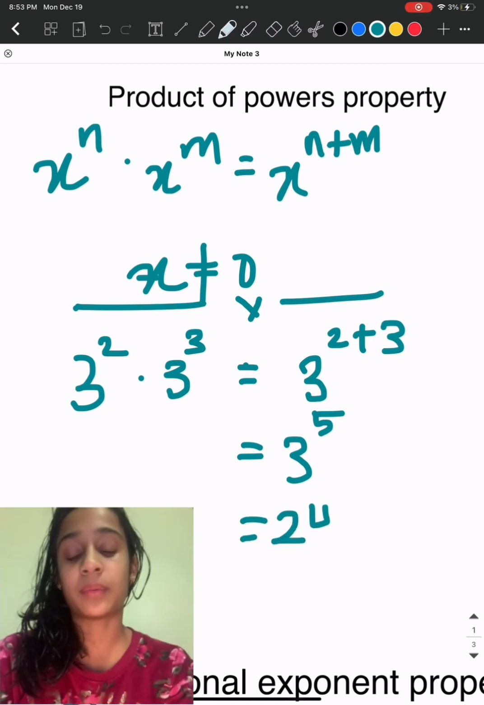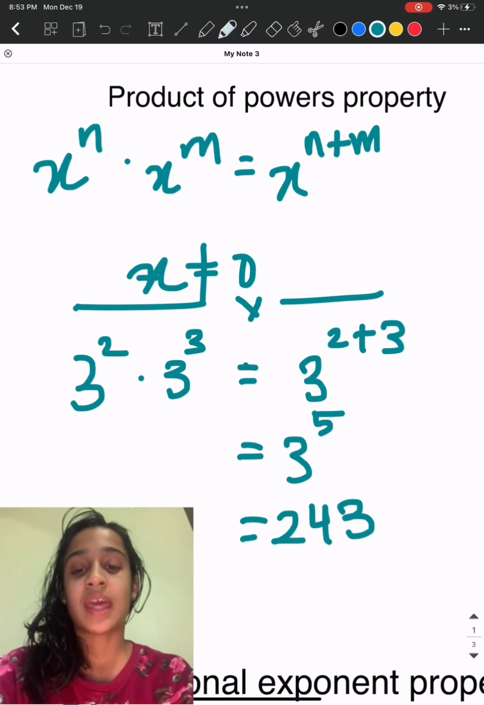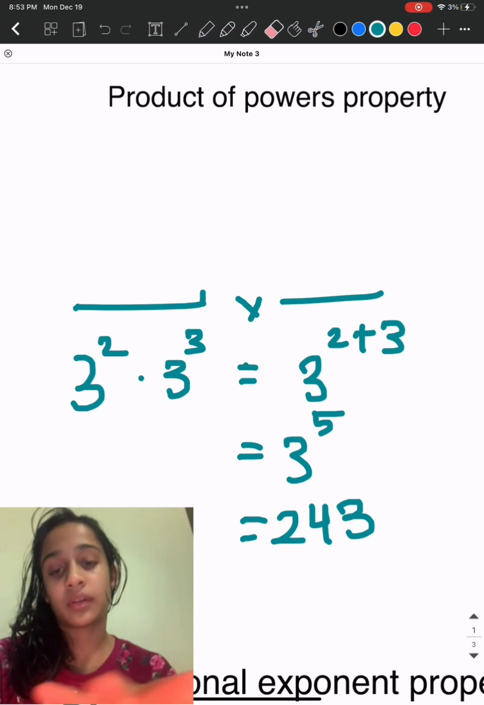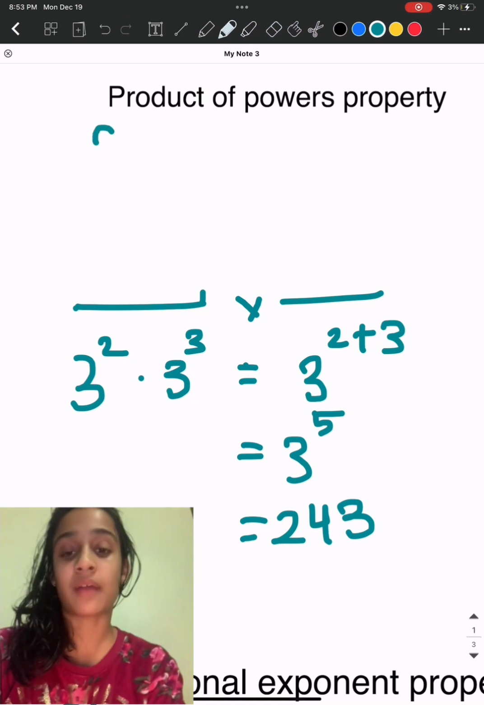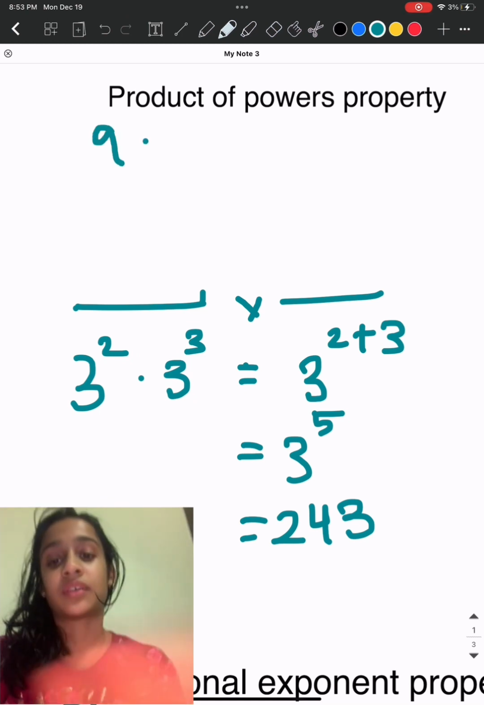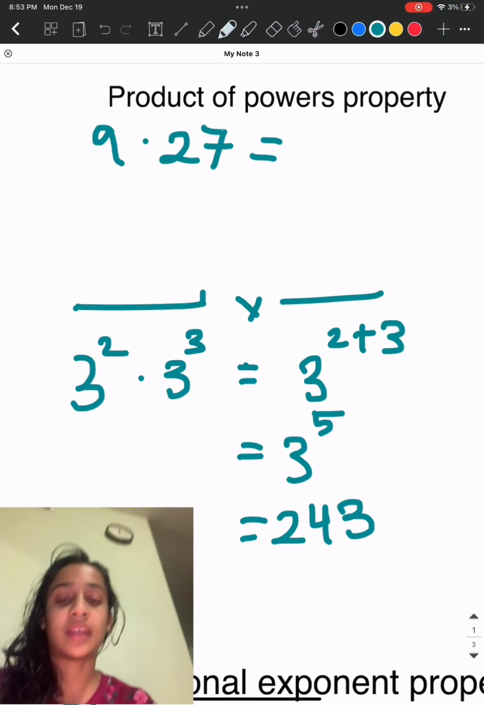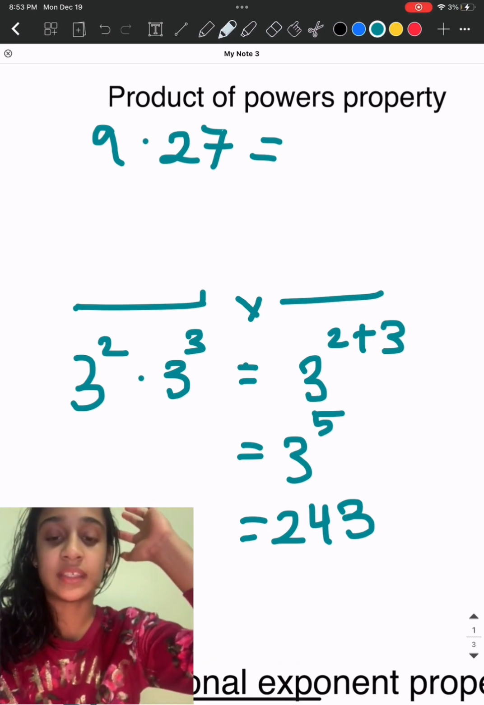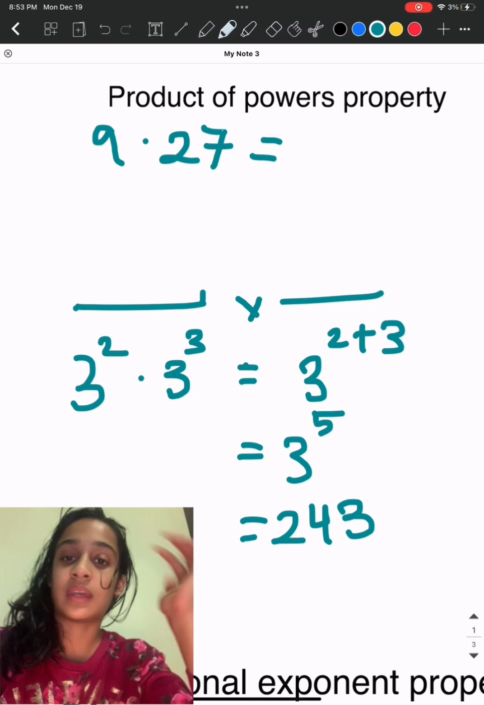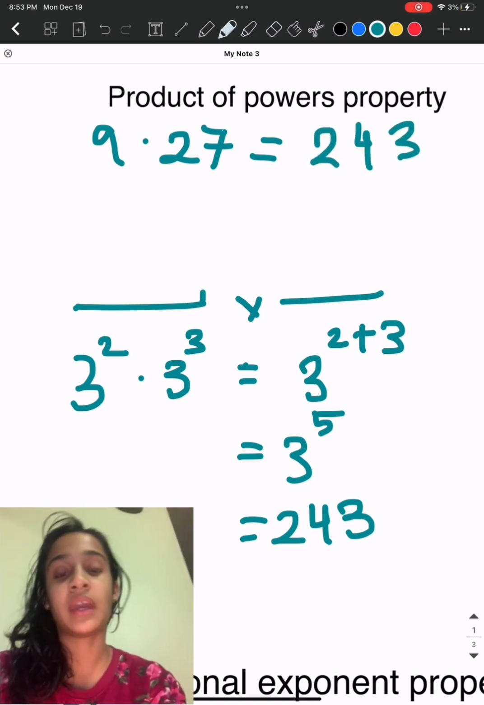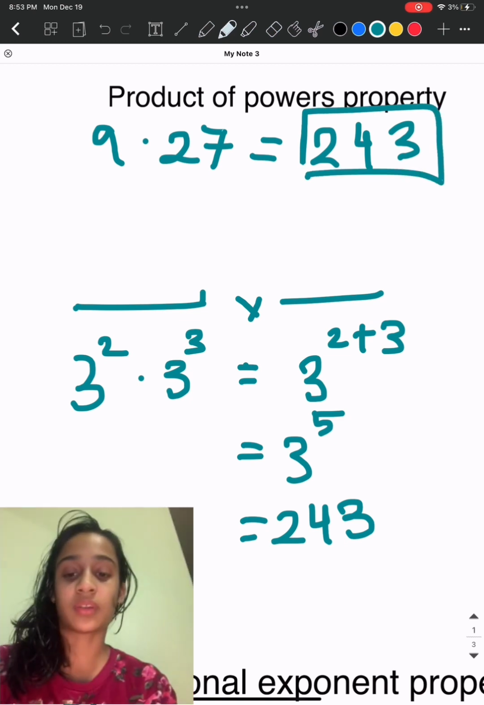Now to check our answer, we're going to simplify 3 to the power of 2 and 3 to the power of 3 to their original numbers. So 3 to the power of 2 is 9, 3 to the power of 3 is 27, and 9 times 27 is equal to 243. As you can see, both the answers match, so the answer is correct.